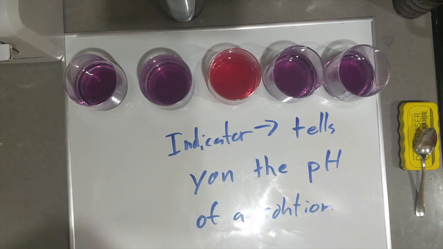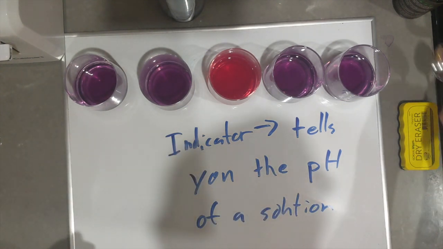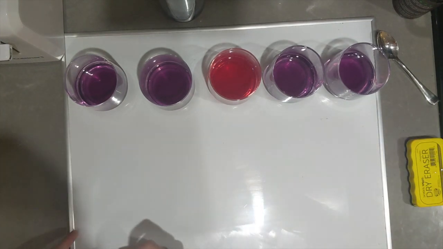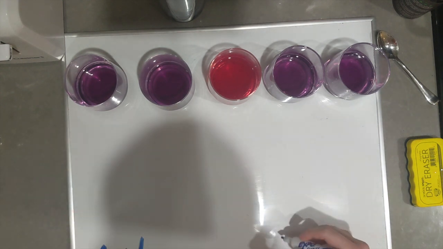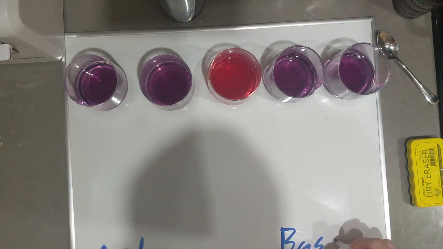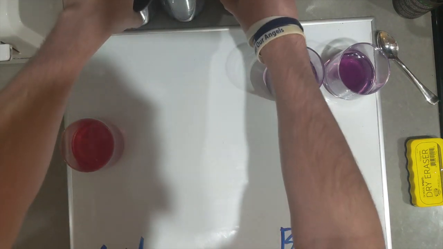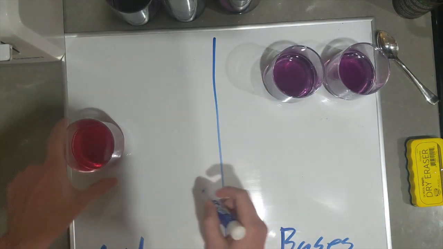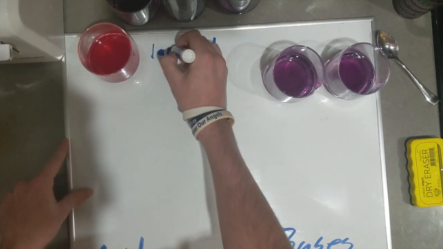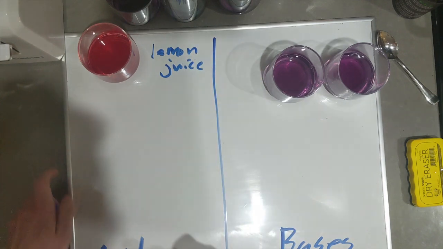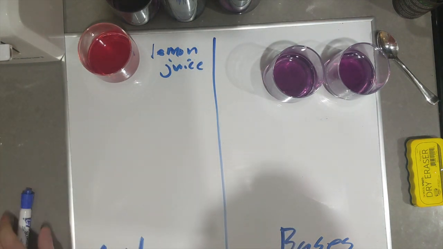So using this indicator, let's put acids over here and let's put bases over here. So first we have lemon juice. Lemon juice is an acid.